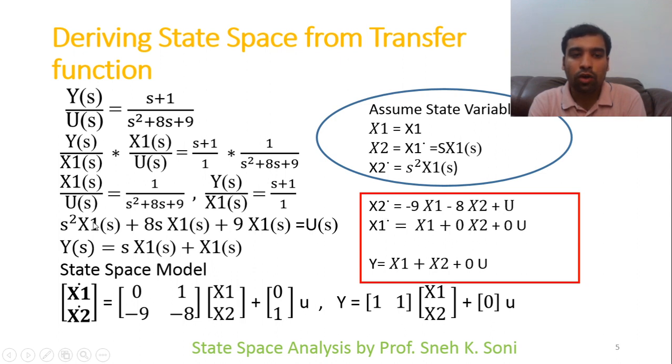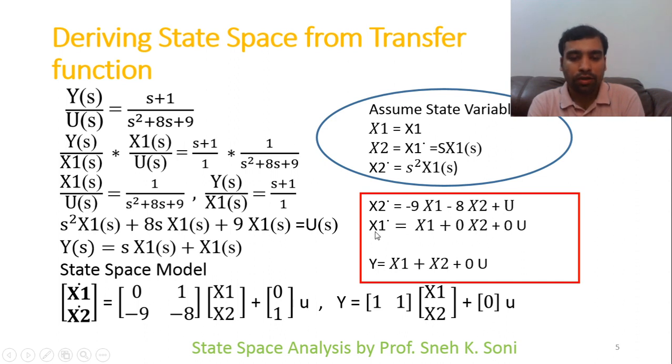And if I keep x2 dot on the left side, all the remaining terms will go to the right side. So here I can write minus 9x1 minus 8x2 plus u is equal to x2 dot. So I can write x2 dot is equal to minus 9x1 minus 8x2 plus u.